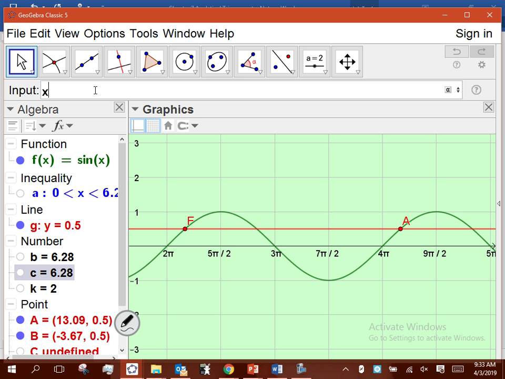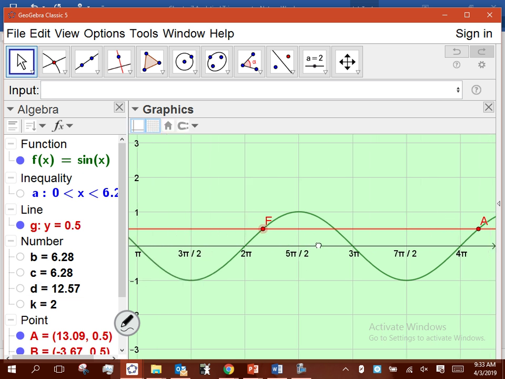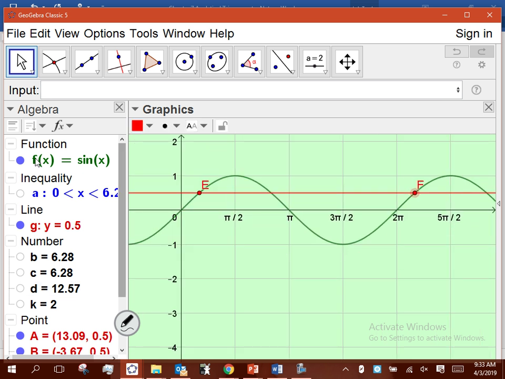If I go x of A minus x of E, does anybody know what that's going to give me? E was that first point over there. What's 12.57? Any guesses? It's 2 pi times 2, or plus 2 pi, right? It's 4 pi. Okay? So, hopefully you recognize what we're seeing.